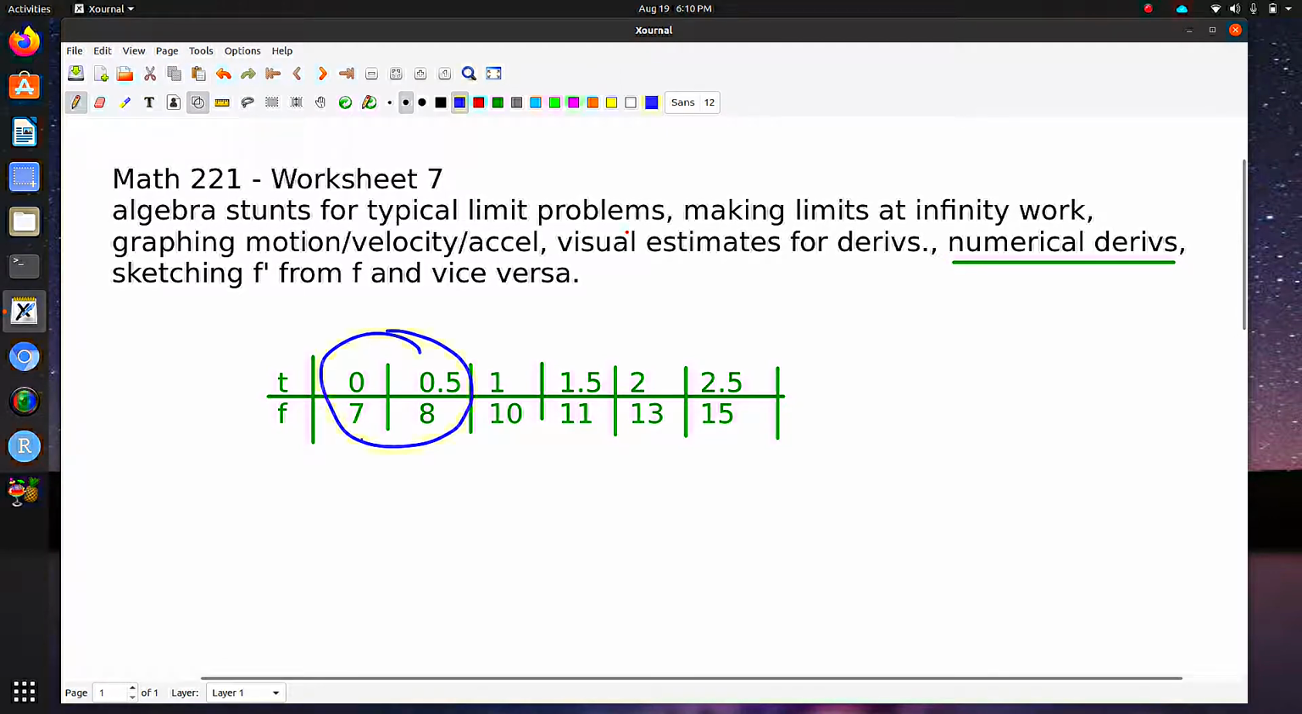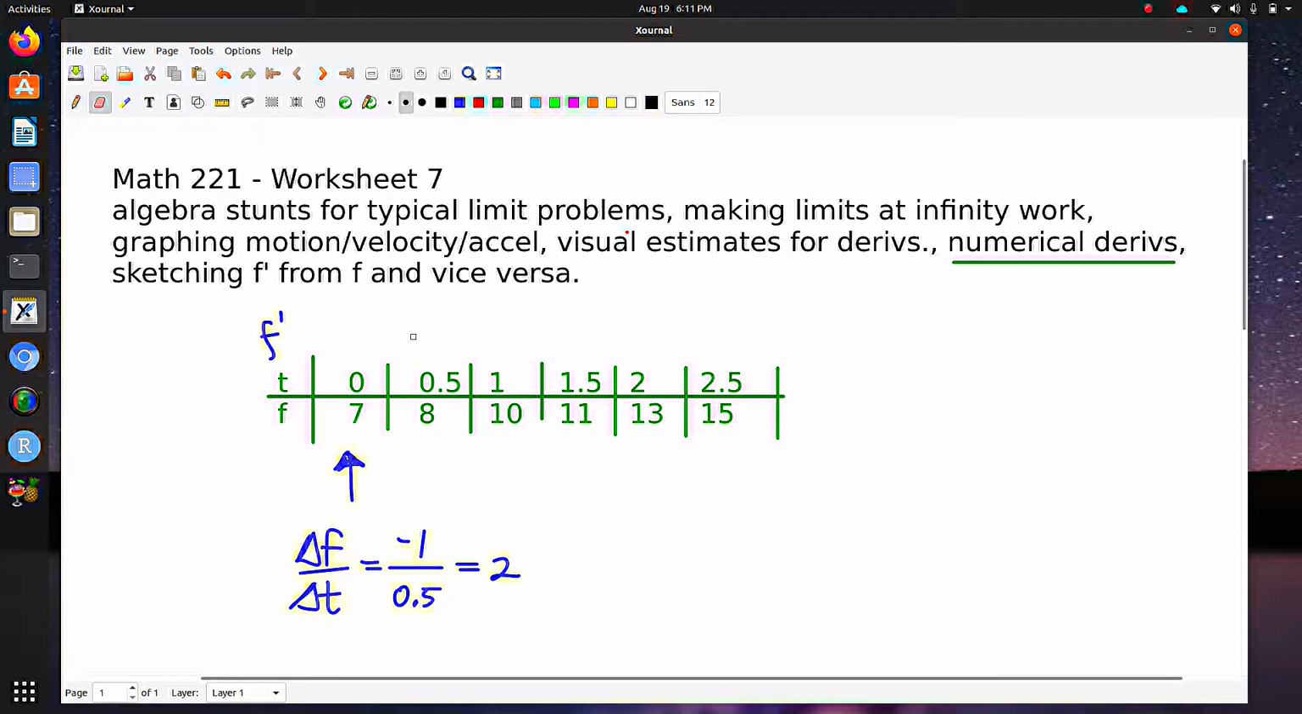But what we're going to do is sit ourselves at t equals 0, because this is the best we can do, and do a forward approximation. We're going to do change in y over change in x, or in this case change in f over change in t. It's like we're drawing a little tiny line between these two points. The change in f went up by 1, and the change in t went up by 0.5, so that's equal to 2. So f prime here is going to be 2.